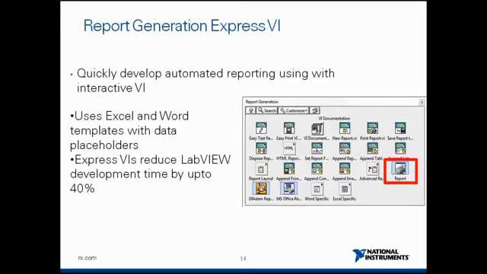Let's move on to the Report Generation Express VI that we have for you. The Report Generation Express VI is really what allows you to quickly develop an automated report using an interactive VI that we have. You can create a report both in Word and Excel data formats, and using such an easy Express VI option, it reduces development time up to 40%, which really allows you to create more and more projects faster and reduces the time to market of your product and considerably increases your efficiency.